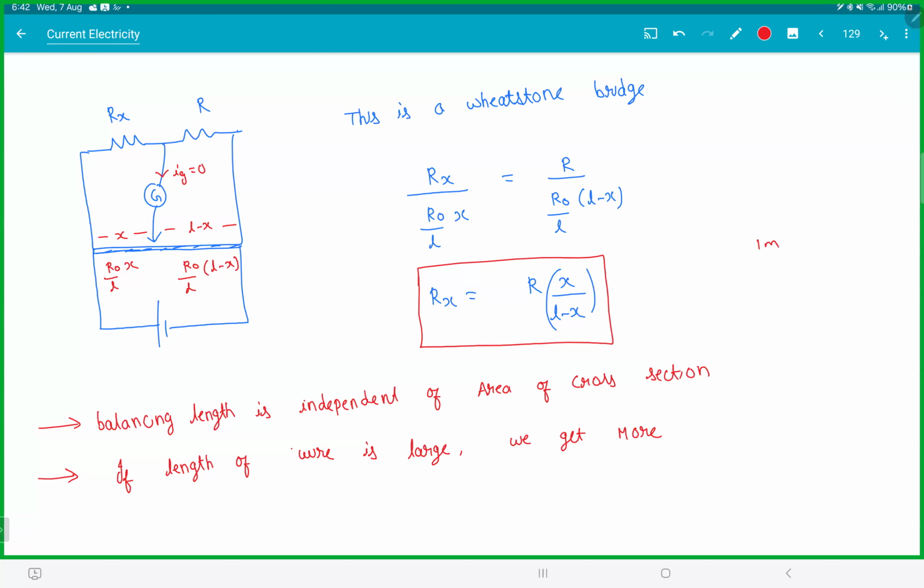If I just use a 1 meter wire and I got a resistance of 10, if I actually use a 10 meter wire, I'll get something like 10.0. Means you can be sure it is more precise. Because the jockey has some thickness, that is not accuracy, that is precision. We get a more precise value.